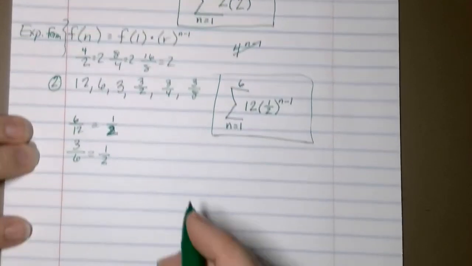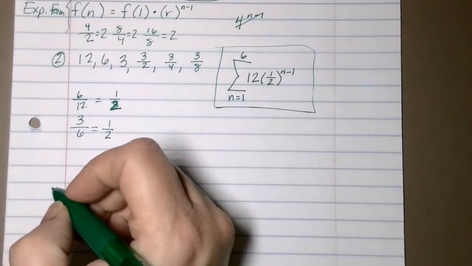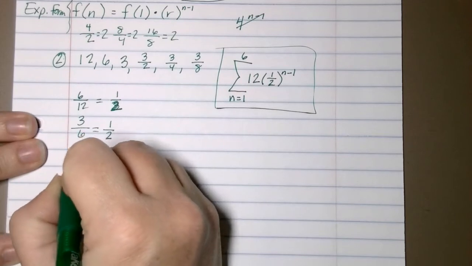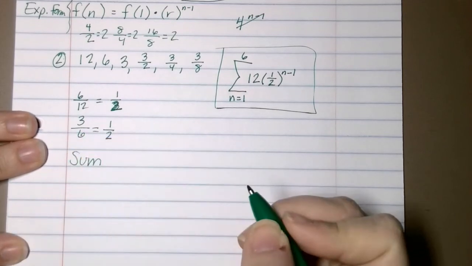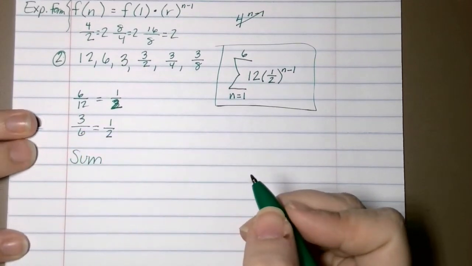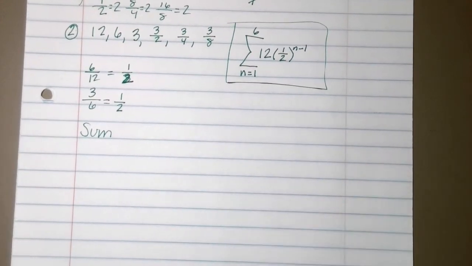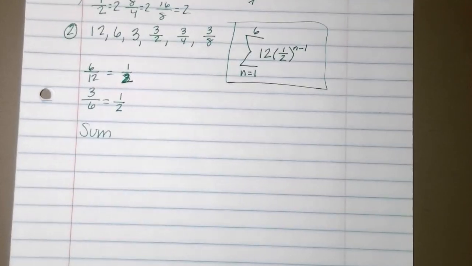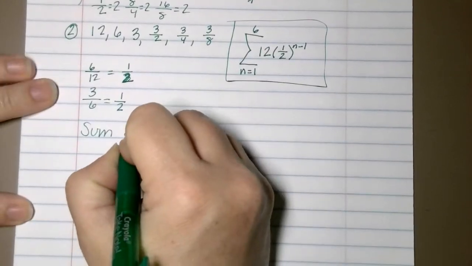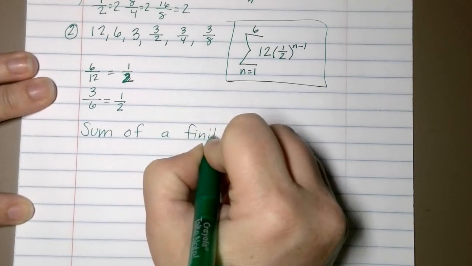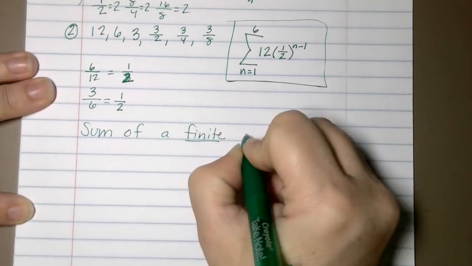Okay? All right. Next thing we need to know. We are going to get another new formula. We need to know the sum formula. Remember we had the sum of an arithmetic sequence? Or an arithmetic series, I should say. Remember that was n times the first term plus the last term divided by 2. This one is the sum of a finite geometric series.